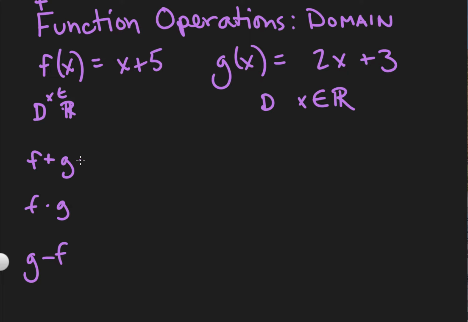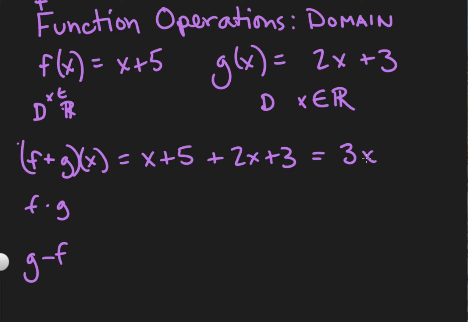So let's go ahead and do it. So if we're doing f plus g of x, that means we're going to take my f of x function, x plus 5, plus 2x plus 3. And we're going to end up with 3x plus 8, which is another linear expression here. So it's another linear function. So that tells me that x is going to be a member of all real numbers.